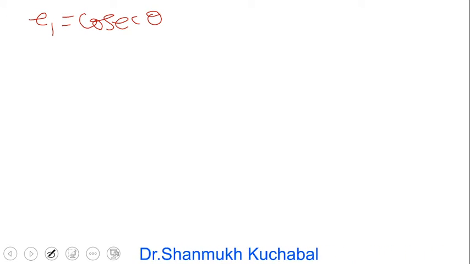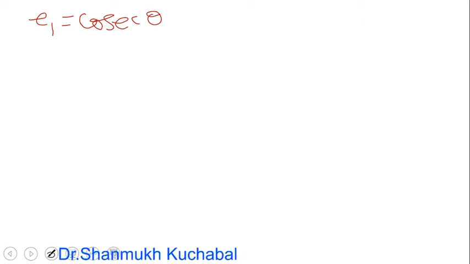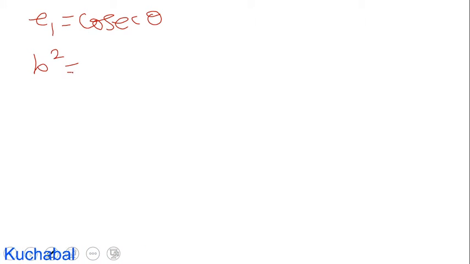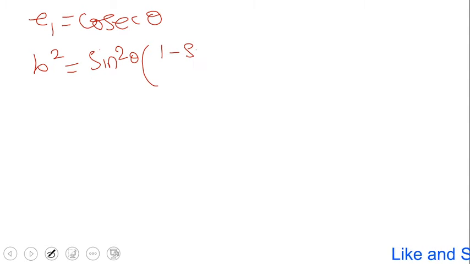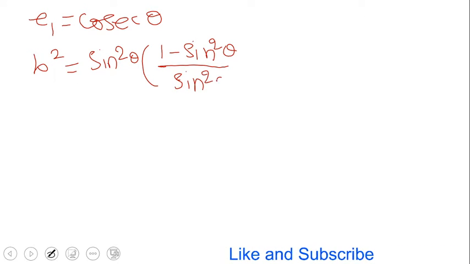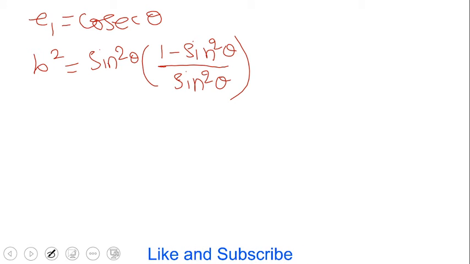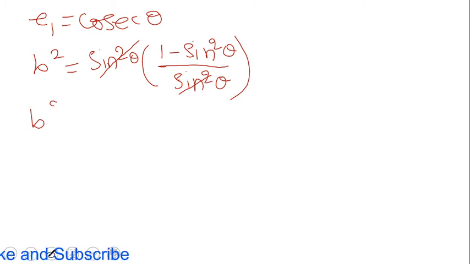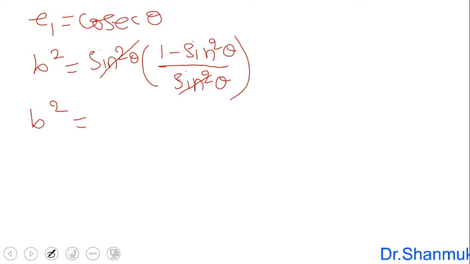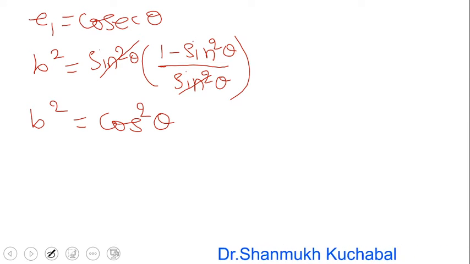E₁ is cosec θ. Then using the relation between e, a and b, we get b² = sin²θ(1 − sin²θ) divided by sin²θ. The sin²θ in numerator and denominator cancel, so we get b² = 1 − sin²θ. Using the trigonometric identity, we get b² = cos²θ.